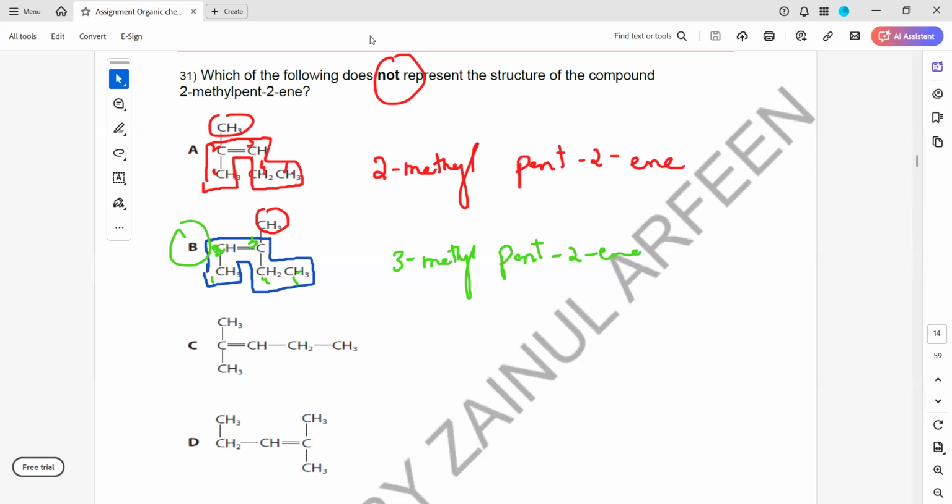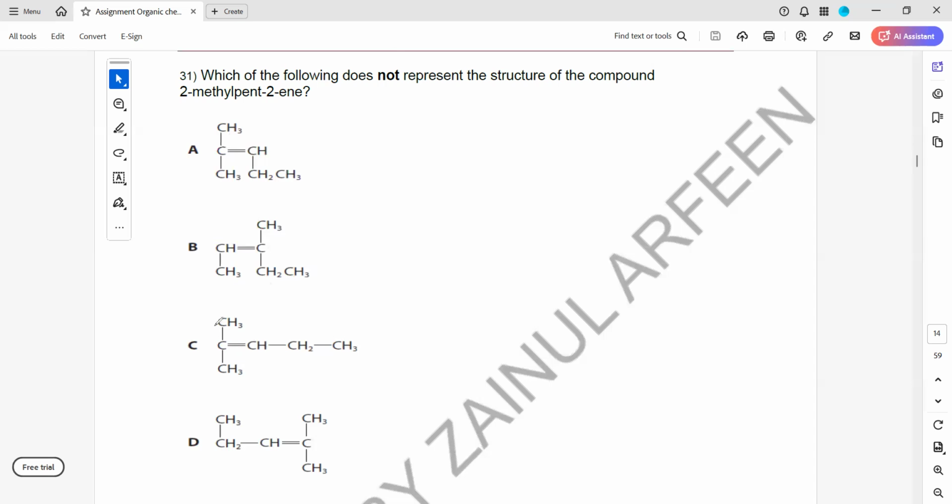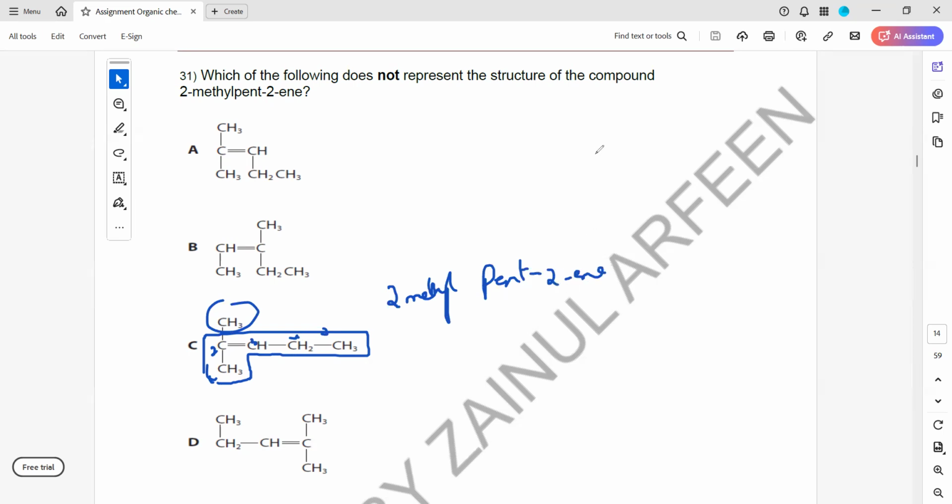What about option C? Why is C also 2-methyl pentene? We select the longest carbon chain, because 3 ends are there. So you can select from this one or from the other top one, because if you start with one CH3, you should end at a CH3 as well. When you count 1, 2, 3, 4, 5, at the second position there's a methyl group. So it is 2-methyl, and 5 carbon atoms are there, pent. At the second carbon there's a double bond, so it is pentene.